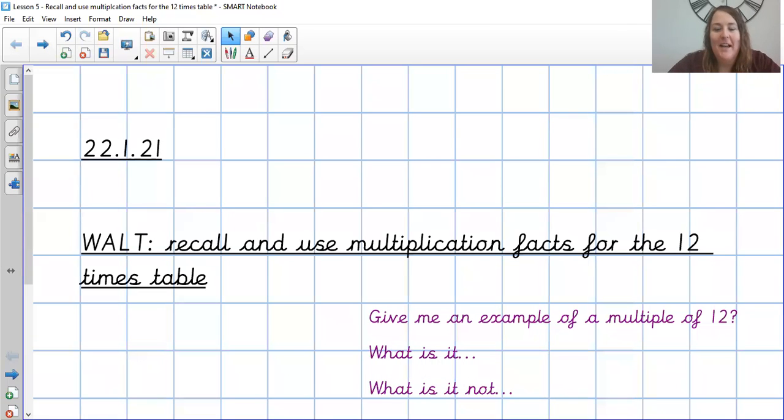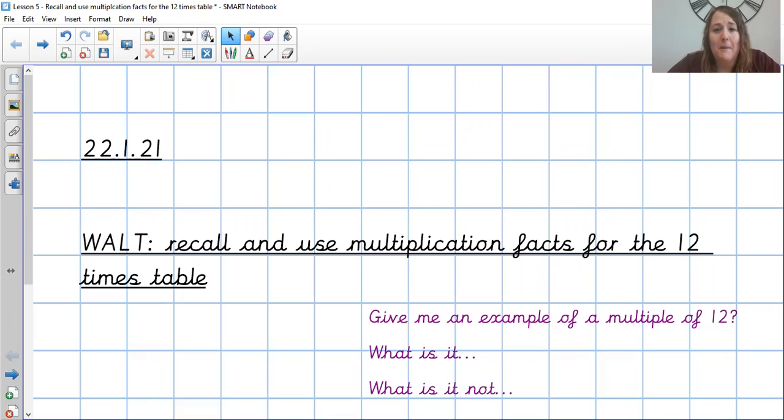Good morning, Year 4, and here is your maths lesson for Friday, the 22nd of January. You have been doing brilliantly with all your multiplication work so far, and this is lesson 5, which is recalling and using multiplication facts for the 12 times table.